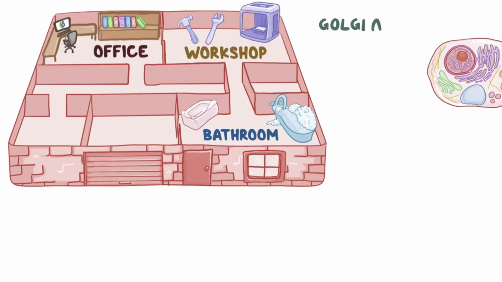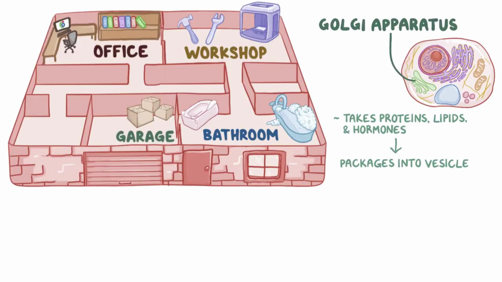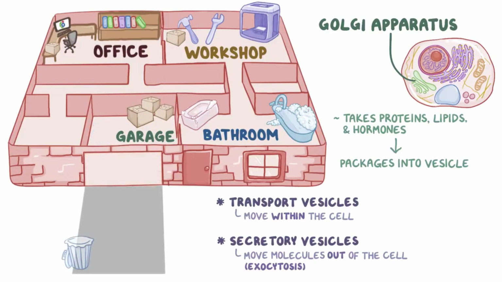Another organelle called the Golgi apparatus takes the proteins, lipids, and hormones that are generated in the rough and smooth endoplasmic reticulum and packages them into a vesicle made of a double layer of phospholipids that are then distributed around the cell. Think of the Golgi apparatus like the garage of the apartment, where you have all your packed up boxes that you sometimes then move and store in other rooms. There are transport vesicles which move within the cell, and secretory vesicles which move molecules out of the cell. A process known as exocytosis, kind of like taking the garbage out of the garage.